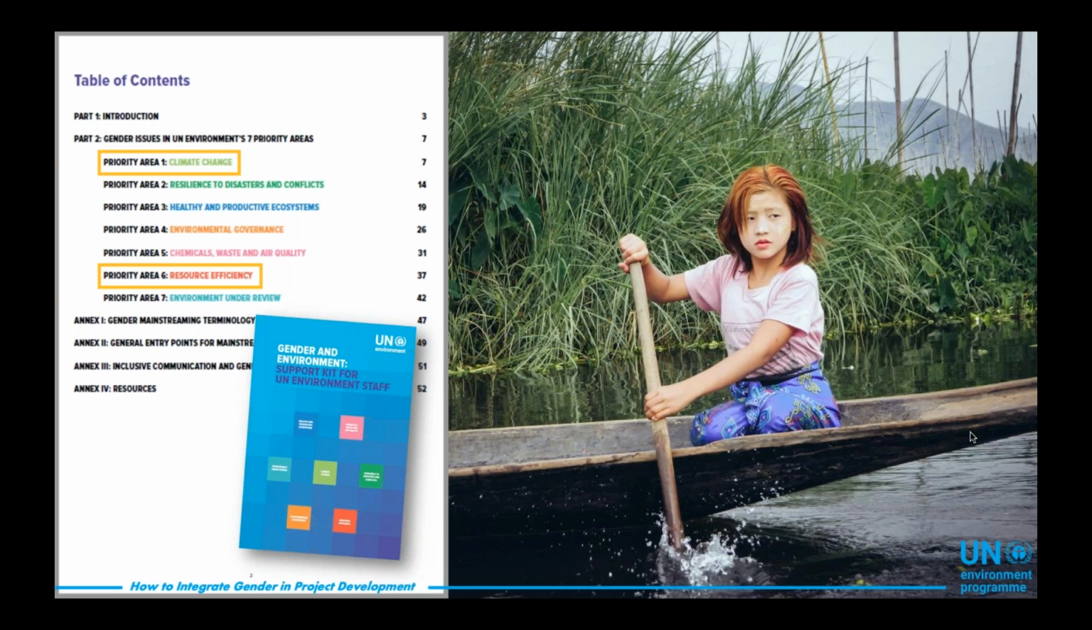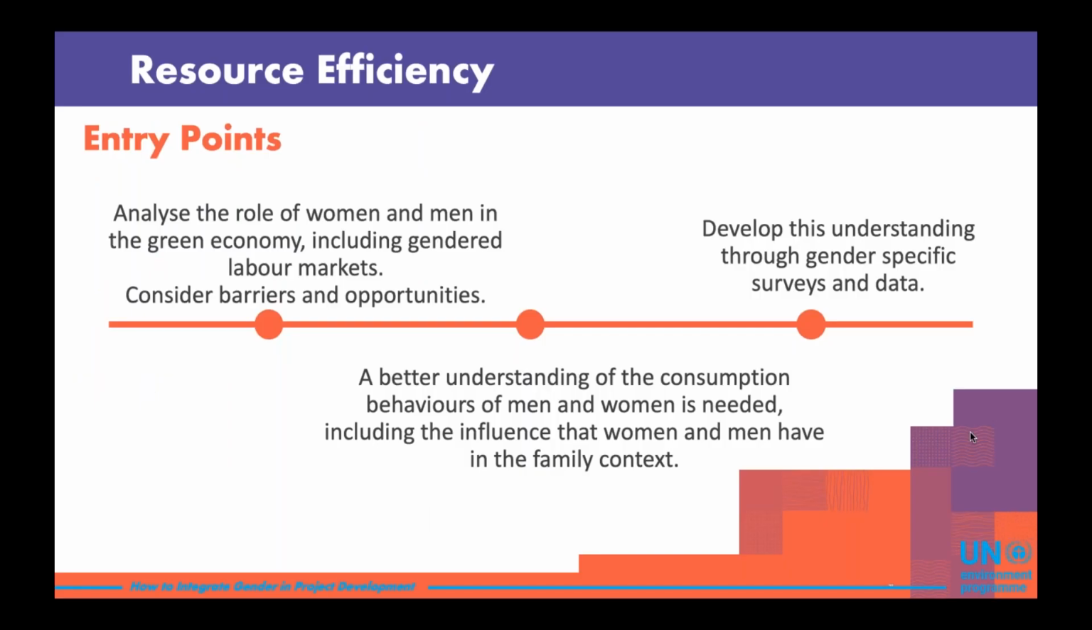And yes, as Beatrice just mentioned, the idea here is that we could make it even more practical for you. So we want to share some examples on how to incorporate gender for specific content areas. In part 2 of the kit, as you can see in this image here, you can find information on each of the 7 priority areas of UNEP. Each of the sections in the document discusses why gender is relevant, some important entry points, and also examples of relevant projects in each of these areas. But in the interest of time, we are going to present 2 of them today only, so climate change and resource efficiency. And I'm going to start with resource efficiency.